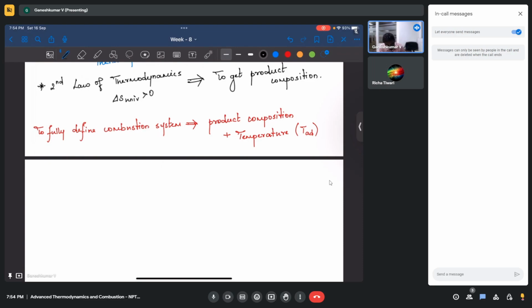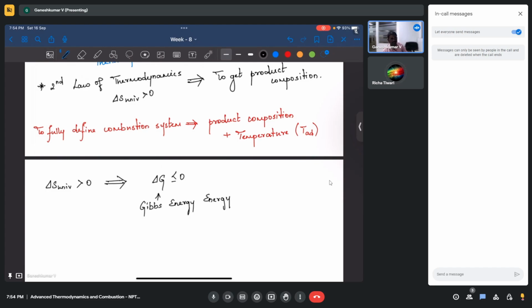So converting this second law of thermodynamics to a statement where you can analyze one system, you convert delta S universe greater than zero into delta G less than or equal to zero, right? That gives the free energy. So what you will try to do is minimize this Gibbs free energy.